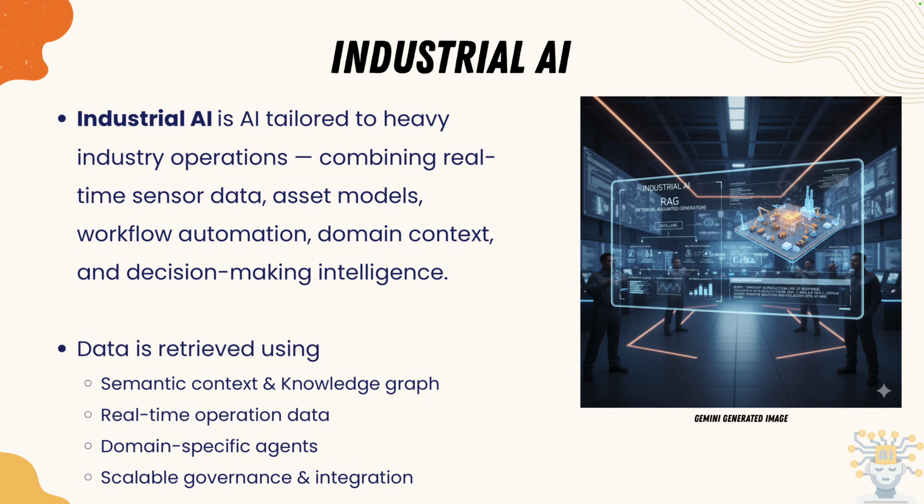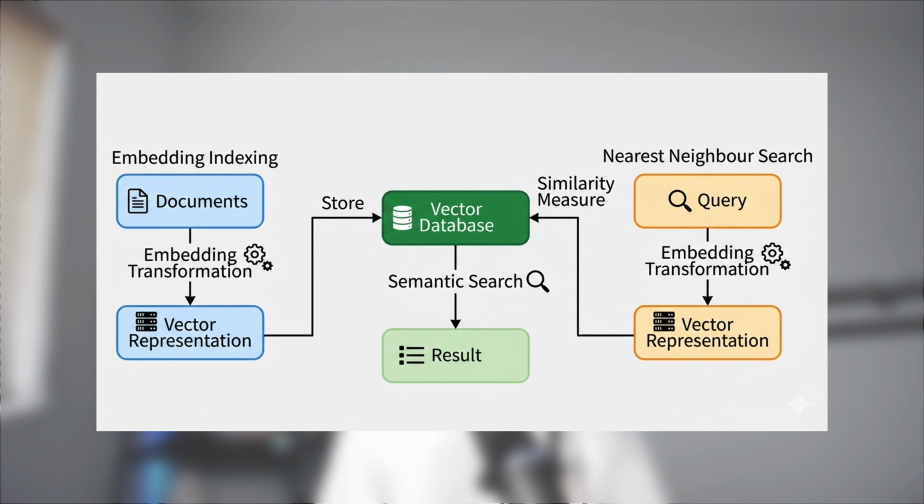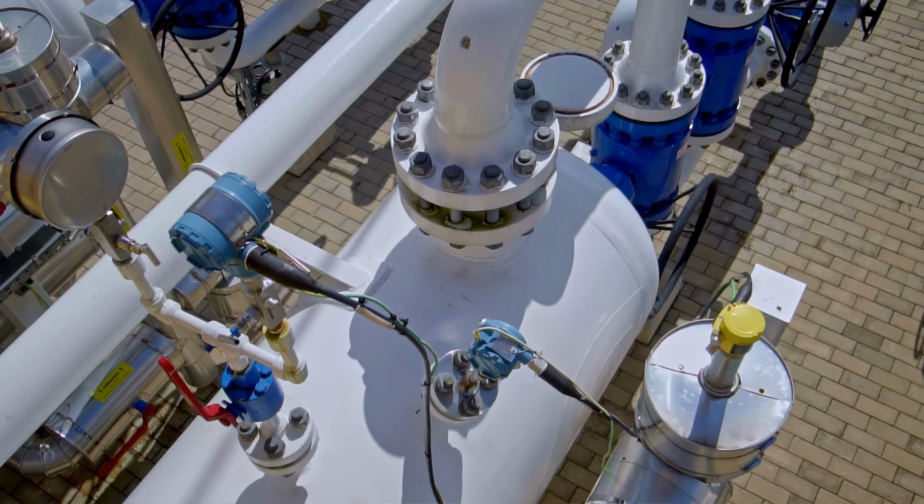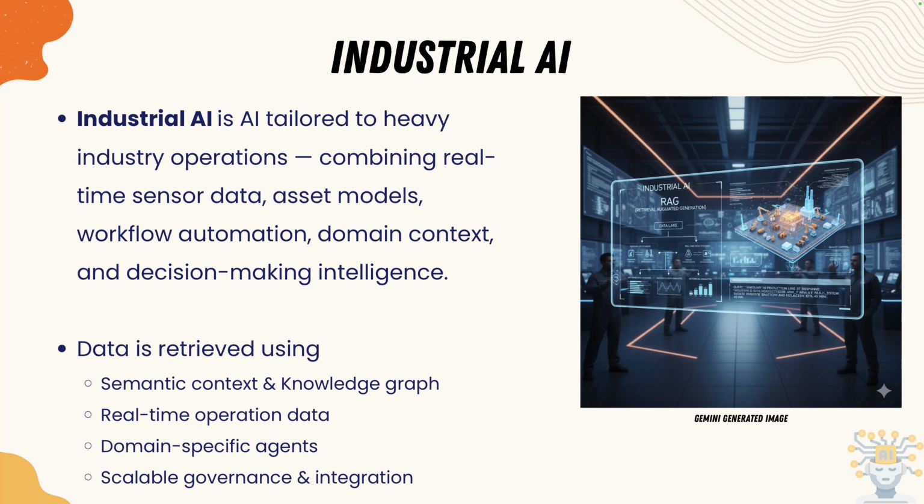So essentially, in industrial AI, the data is retrieved using semantic context and a knowledge graph. Semantic context is exactly what a vector database does, and the knowledge graph is where all the data is scattered across, and it knows where exactly the data is residing. So you can bring in data from various different sources, not just from a file or vector stores, but even from sensor data for that matter. Similarly, it also retrieves data from real-time data operations, domain-specific agents, and scalable governance and integration.